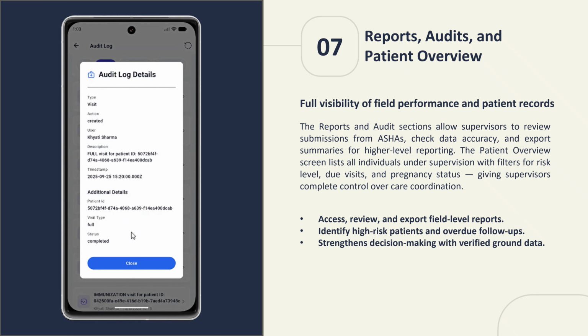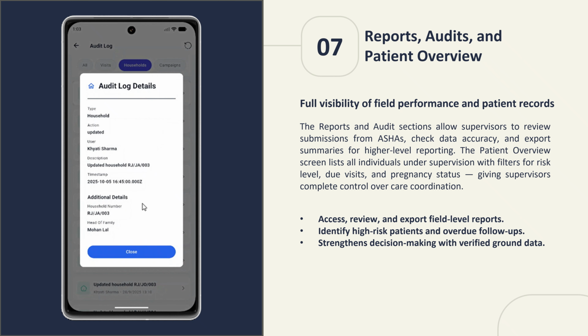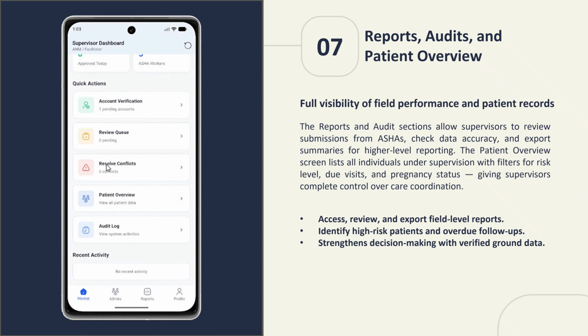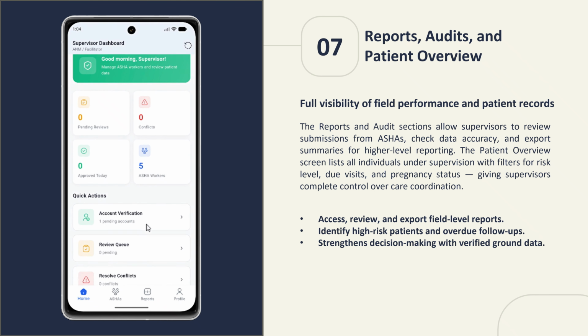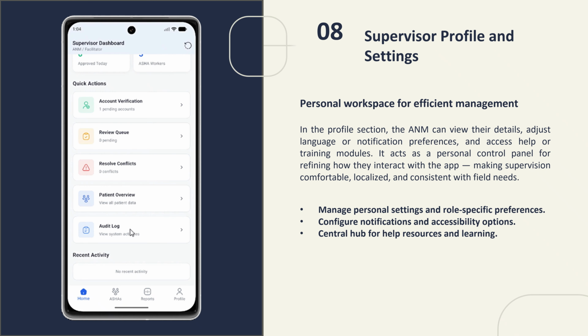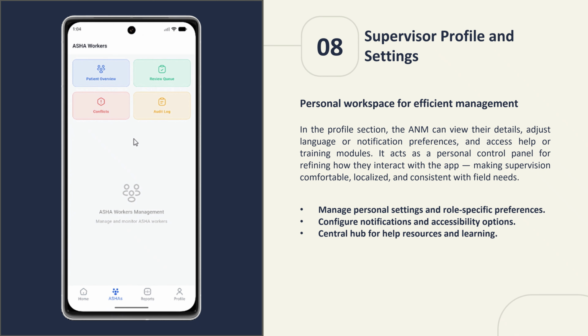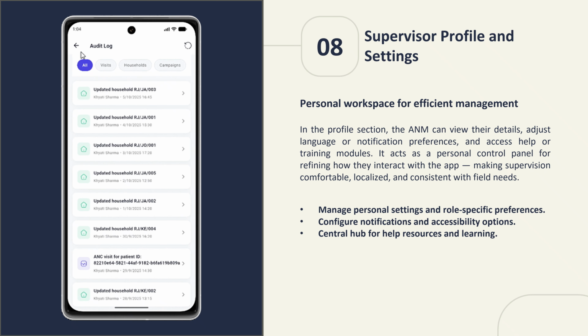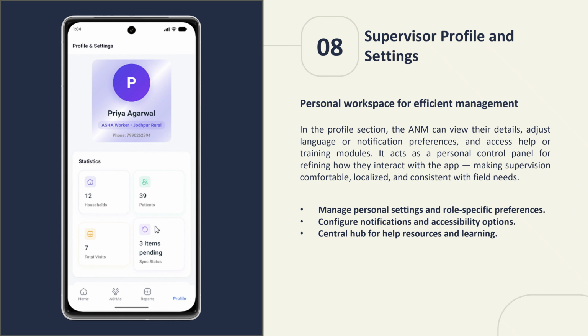For instance, we can see when a household record was updated or when certain visits or campaign logs were recorded. Recent activities are also displayed here. Since there is no recent activity, this section appears to be blank. Next, we have the ASHA worker section, listing all the workers operating under the supervisor's guidance. Alongside, we have the patient overview, reviews, conflicts, and audit logs, allowing the supervisor to monitor and manage everything from one place. Finally, the profile page.